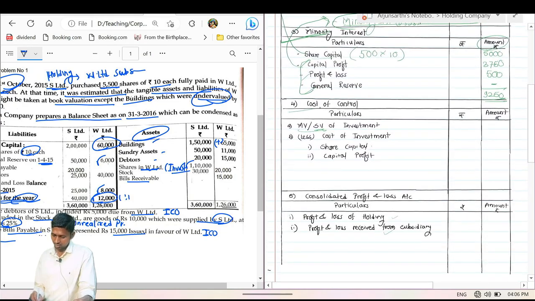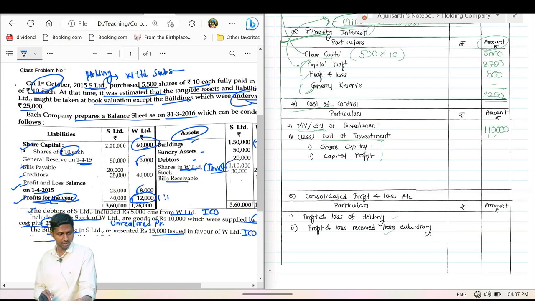Correct. But this you will have to look at in cost of control. Its market value is 110,000 rupees. Straight away write that market value in outer column. Don't write anywhere else. And then from that deduct cost of investment. Cost of investment, what is that cost of investment? Cost means just the total of share capital plus the capital profit.